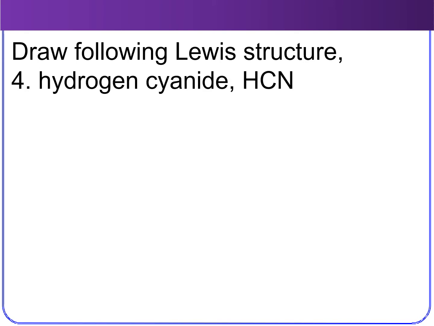Continue with the next molecule, which is hydrogen cyanide, HCN. As usual, step 1, calculate the total valence electrons. Hydrogen 1, carbon 4, nitrogen 5. The total is 10 valence electrons. In this case, carbon will be the central atom. Even though hydrogen is the first element in the formula, do keep in mind that hydrogen is never the central atom.